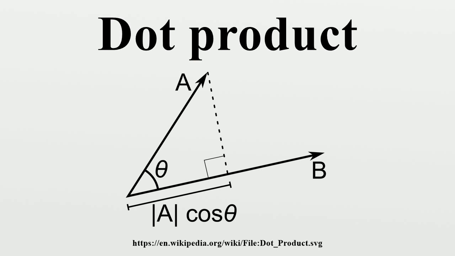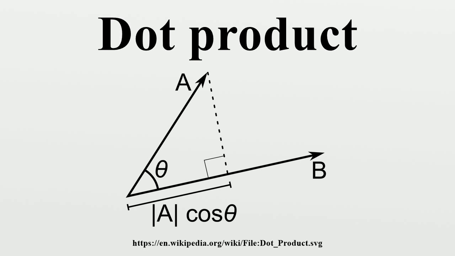Geometric definition: in Euclidean space, a Euclidean vector is a geometrical object that possesses both a magnitude and a direction. A vector can be pictured as an arrow. Its magnitude is its length, and its direction is the direction that the arrow points. The magnitude of a vector A is denoted by the norm of A. The dot product of two Euclidean vectors A and B is defined by A·B = |A||B|cos(theta), where theta is the angle between A and B.